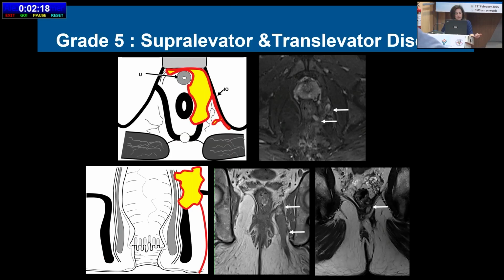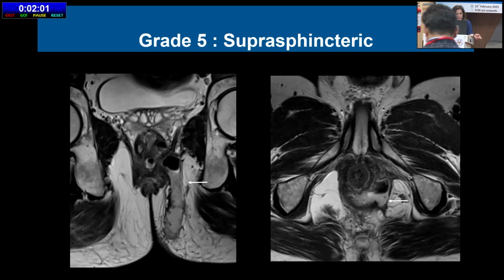Fistula, which is supralevator, translevator, suprasphincteric, is all grade 5 for us. So here you can see a fistula which has gone really high into the levator on the left side. There is a supralevator component here. So this is a supra or a translevator disease. So this is into a 5.